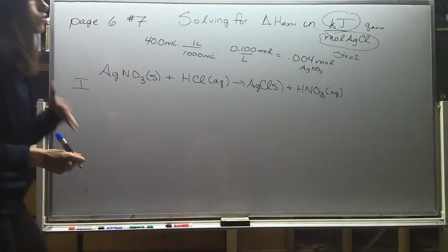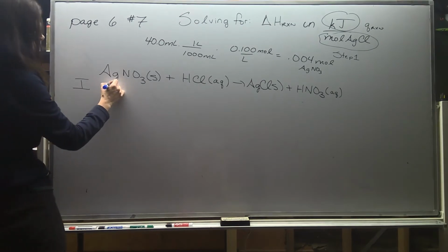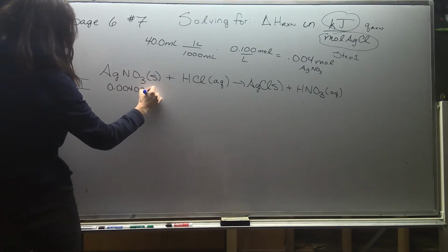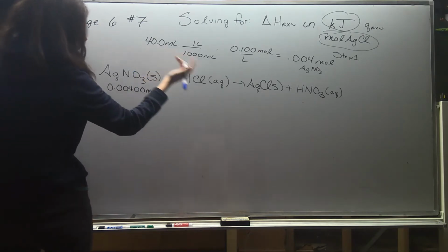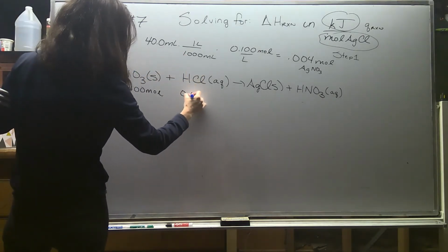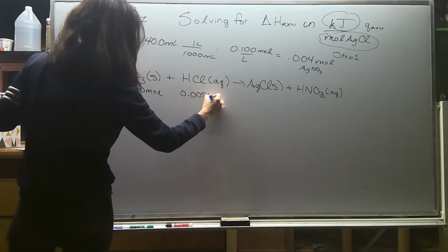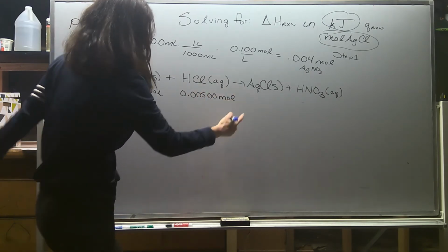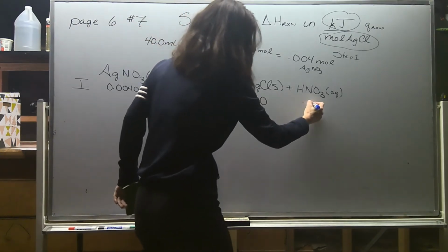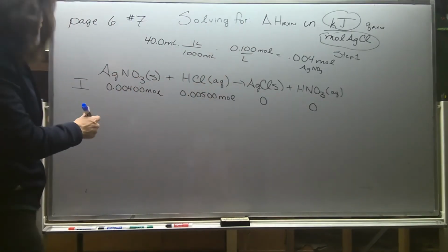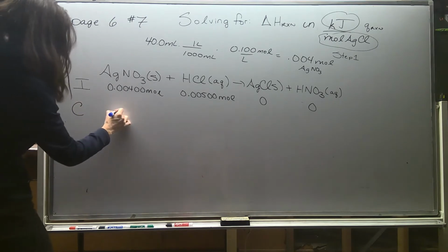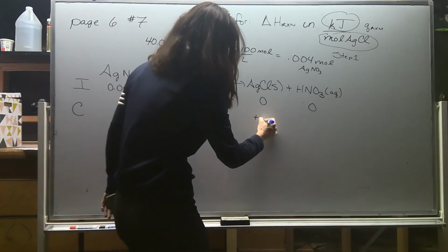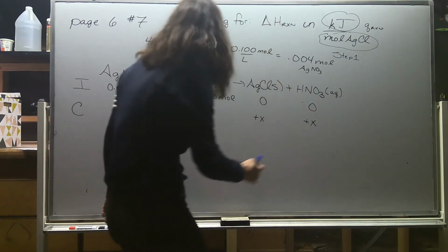The calculation for the hydrochloric acid is pretty much the same, except it was 50 mils. So for that one, and you can definitely verify, you're going to get 0.00500 moles of hydrochloric acid. Products aren't formed yet in that initial step, so I'll throw in some zeros there. Change, we got 1, so minus x, plus x, and plus x.